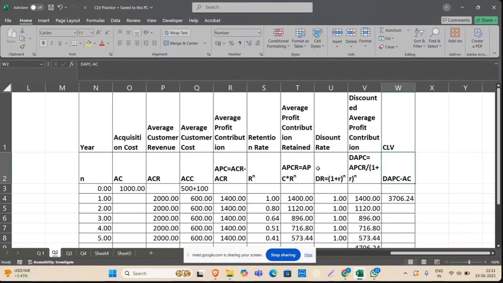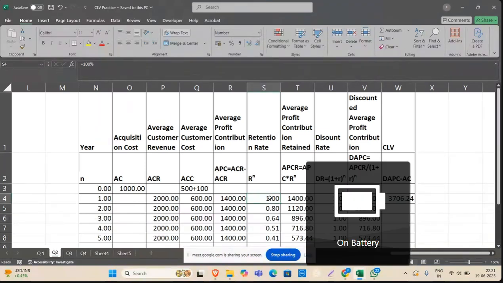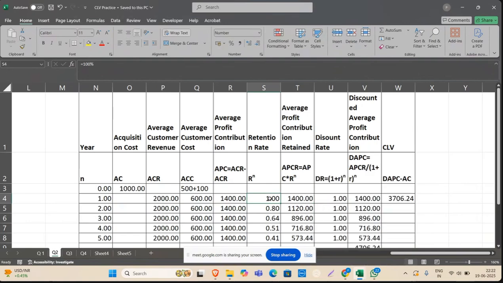Can you repeat this retention rate again? I'm a little bit confused. So the first year will always be one. You can see my cursor, right? In this particular question, the retention rate is 80%. So the first year it will be 100%.